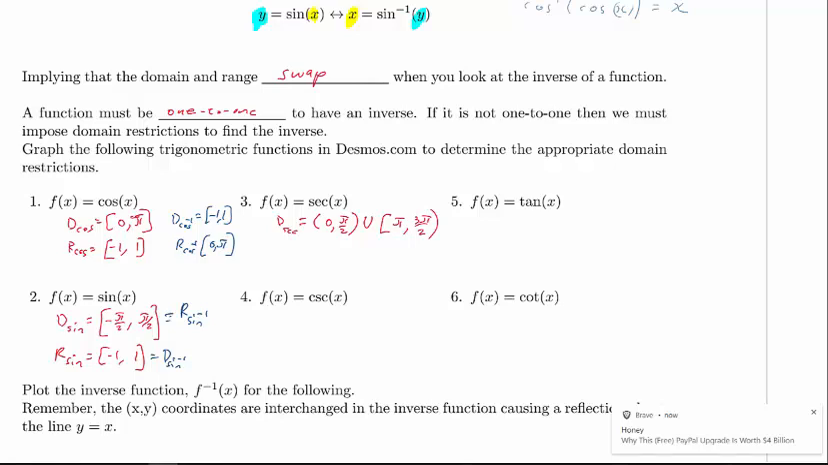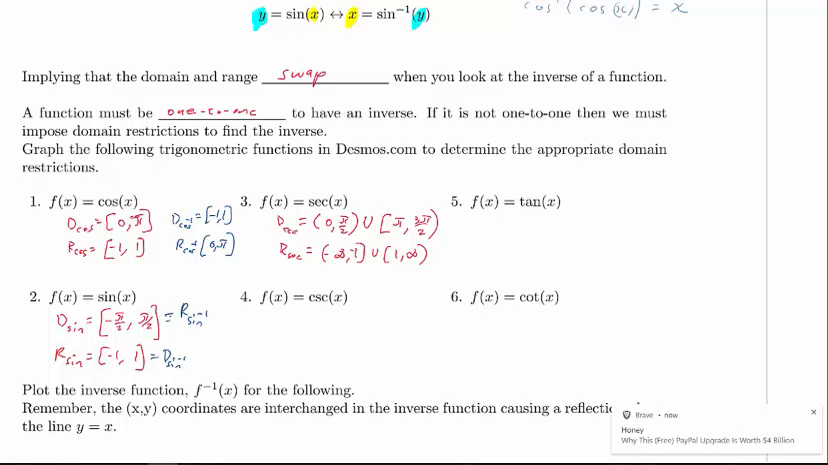Alright, and so also note that the range of the secant starts off at negative infinity, comes up to negative 1, union 1 all the way up to infinity. And the domain and range of the inverse will be just the opposite.